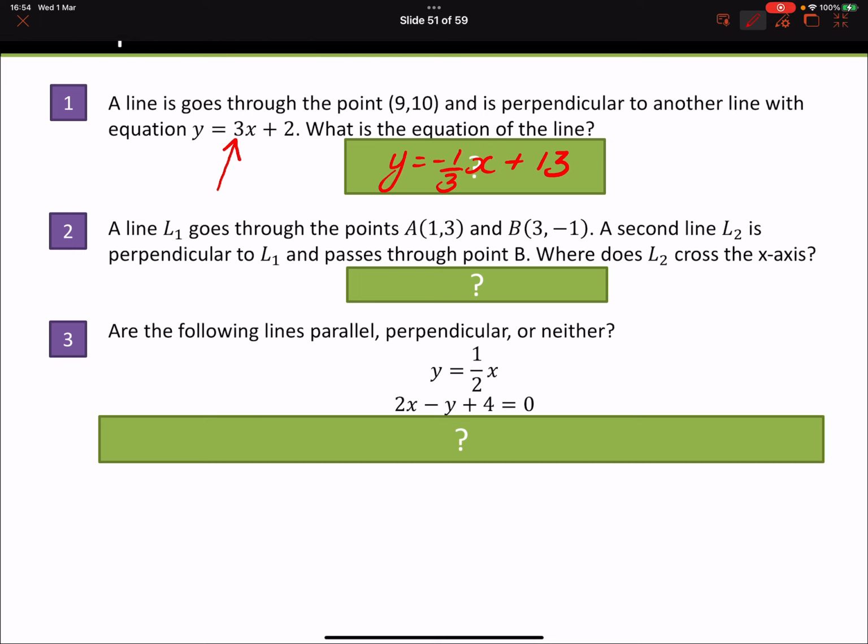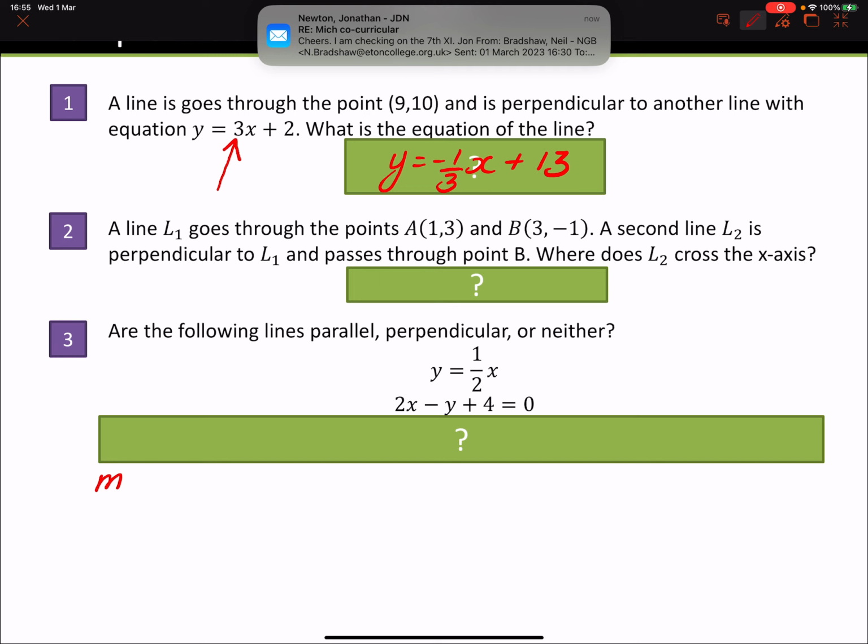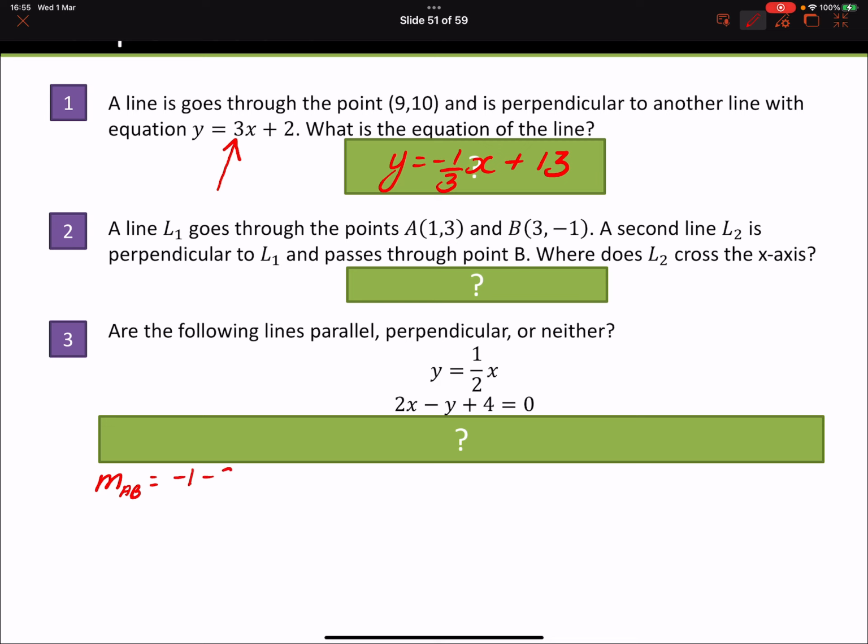Now, number 2, a line goes through the points 1, 3 and 3, minus 1. Okay? So the first sensible thing to do is not read the rest of the question, but let's have a think. It's going to be to do with gradients. So let's calculate the gradient of AB, okay? So I'm going to do minus 1 minus 3 over 3 minus 1. So I've got minus 4 over 2. Now, so that gives me negative 2, okay?